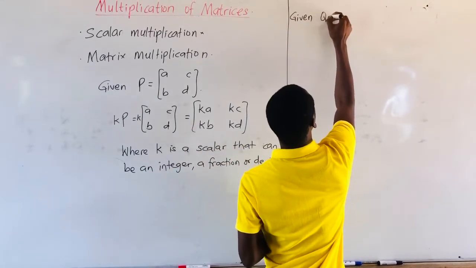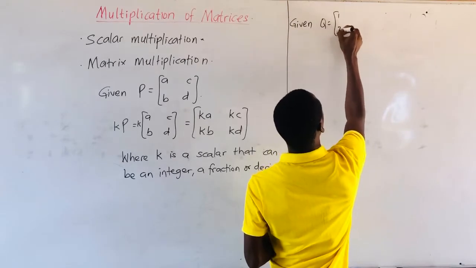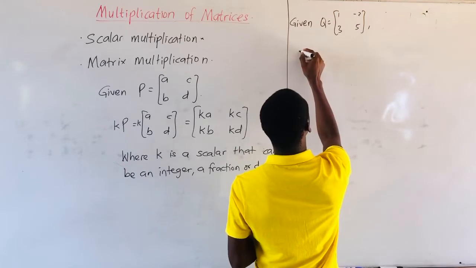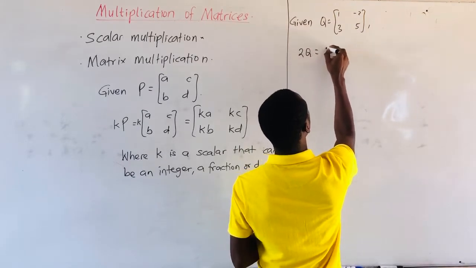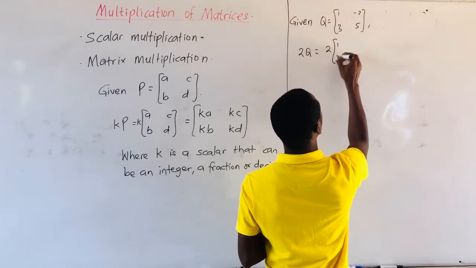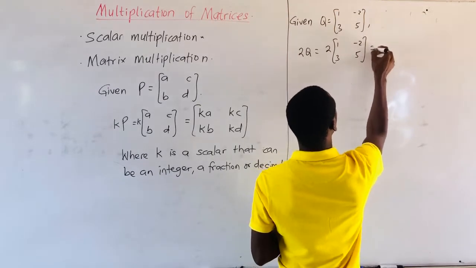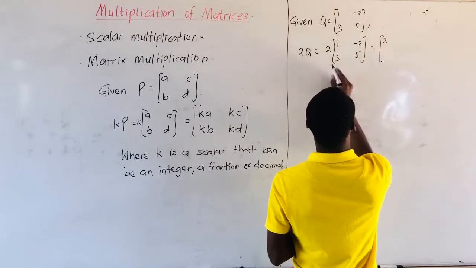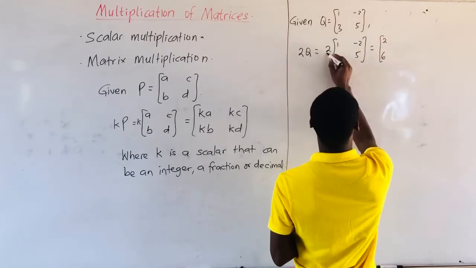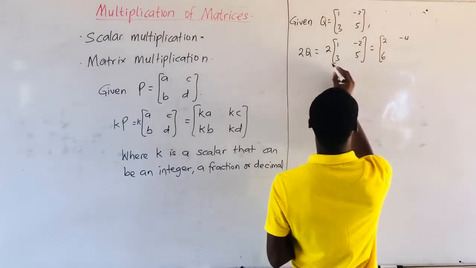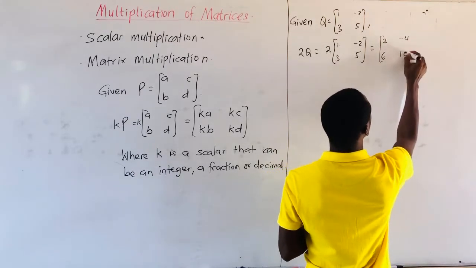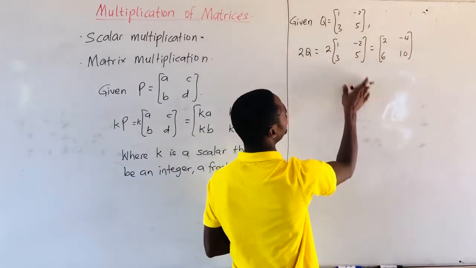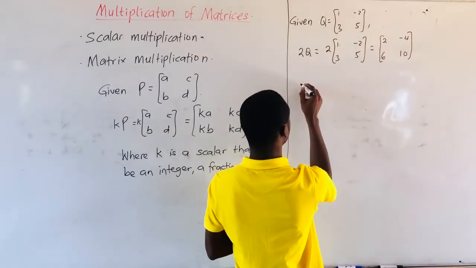Given Q is equal to 1, 3, negative 2, 5. Then we will say that 2Q is equal to 2 times the matrix Q. And that will be equal to 2 times 1 will give us 2, 2 times 3, 6, 2 times negative 2, negative 4, and then 2 times 5 is 10. So the scalar 2 will multiply each element of the matrix. Let's take another example.